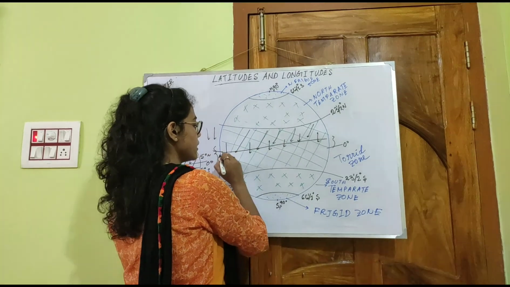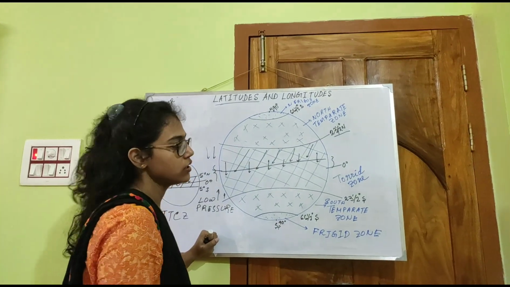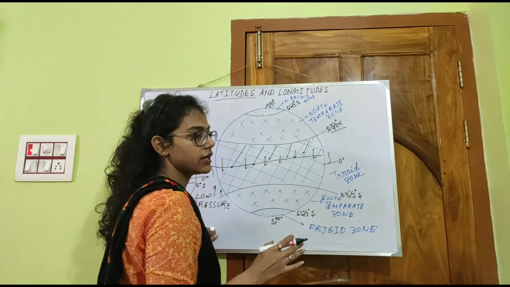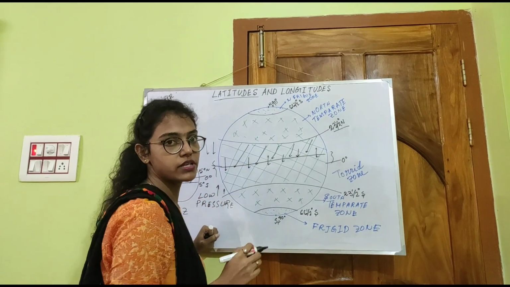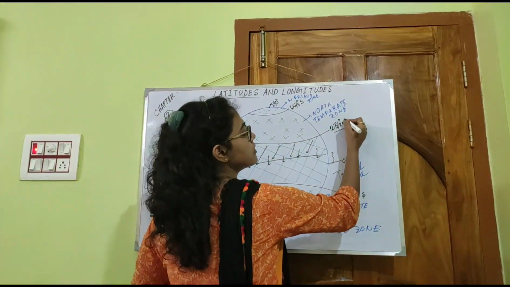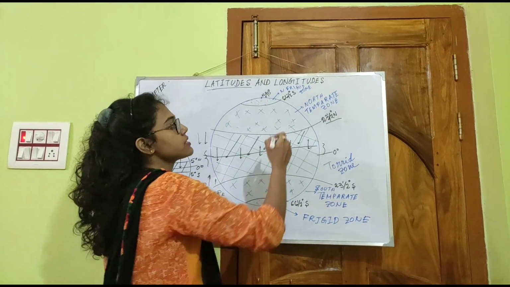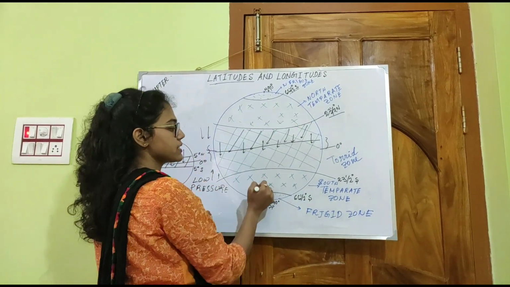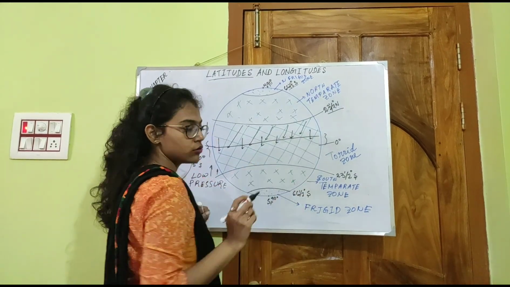The torrid zone extends from 0 degree to 23.5 degrees north and 23.5 degrees south. This is also called the heat zone, because in that place the temperature is higher than in the other zones. Next, from 23.5 degrees to 66.5 degrees, up to that portion, this place is called the temperate zone. These both places are called the temperate zone, the north temperate zone and the south temperate zone.